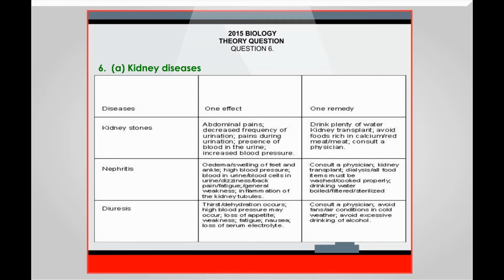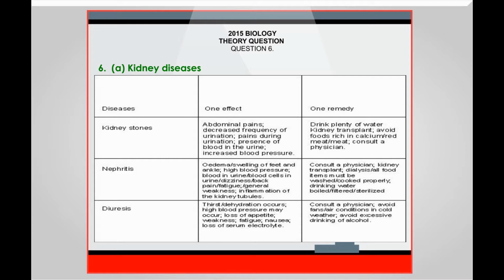Answers. Kidney diseases. Kidney stones. 1 effect: abdominal pains, decreased frequency of urination, pains during urination, presence of blood in the urine, increased blood pressure. 1 remedy: drink plenty of water, kidney transplants, avoid foods rich in calcium and red meat, consult a physician.